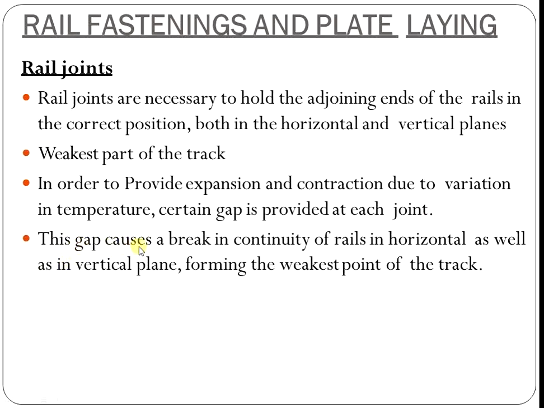Last point, this gap causes a break in continuity of the rails in the horizontal as well as the vertical plane, forming the weakest point of the track. That means it affects the speed of the train, and the intensity of the vibration is high.